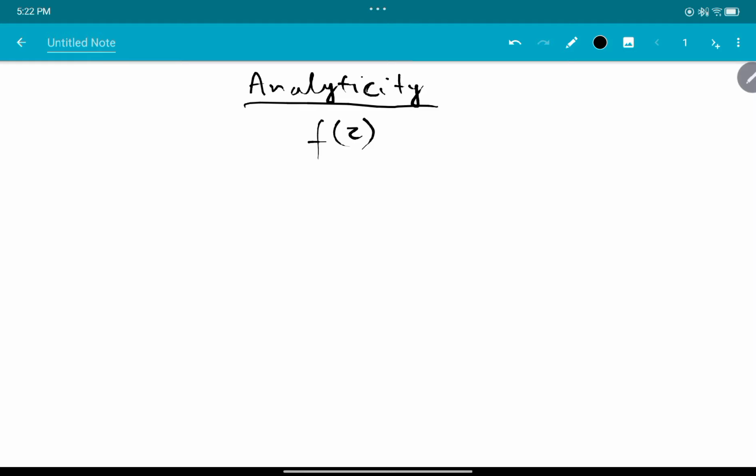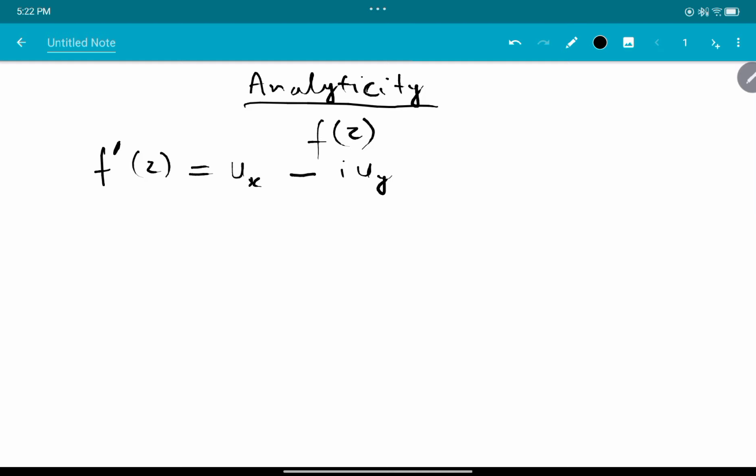Now, in our last lecture, where we discussed sufficient conditions for a complex function to be differentiable, we found at the end of that lecture that the derivative of a complex function is given by the expression ux minus i uy. This we derived at the end of that lecture.